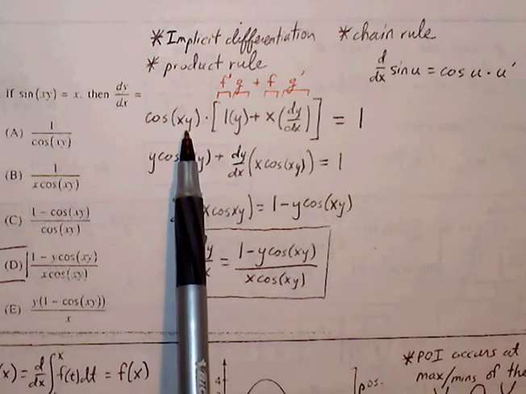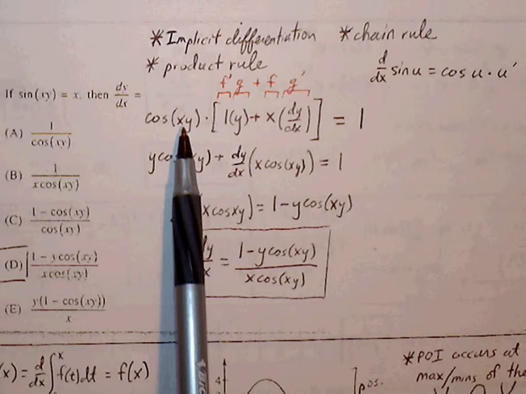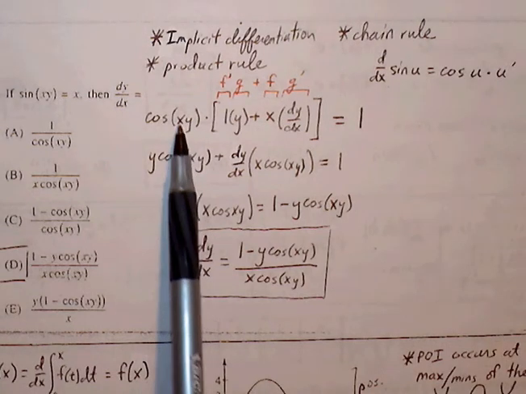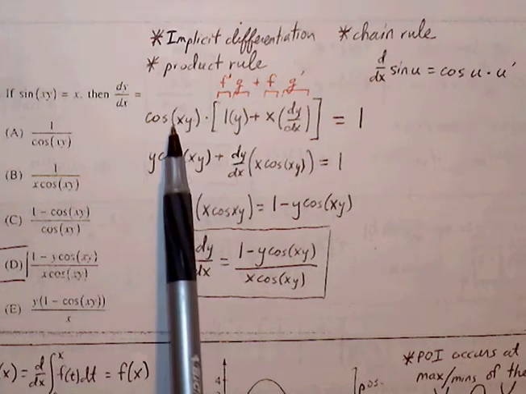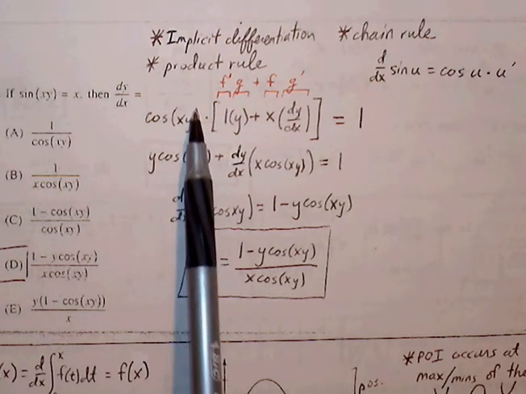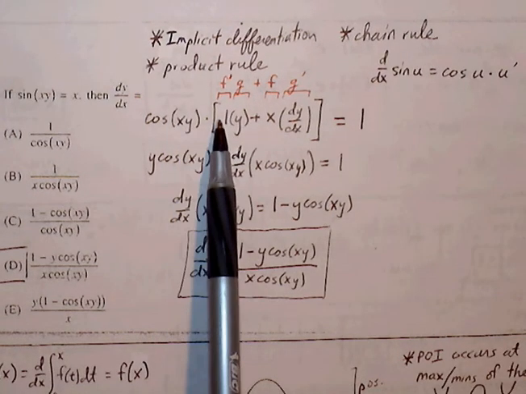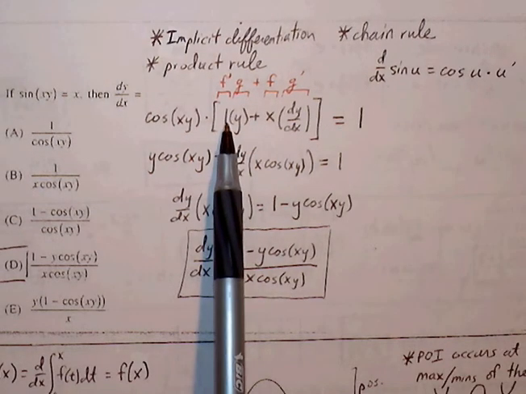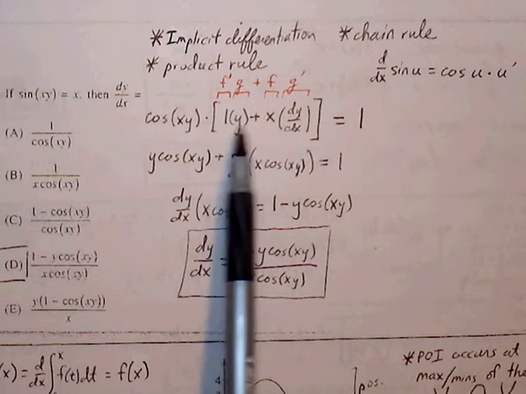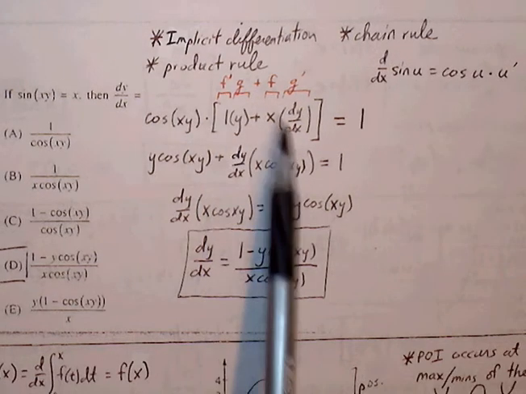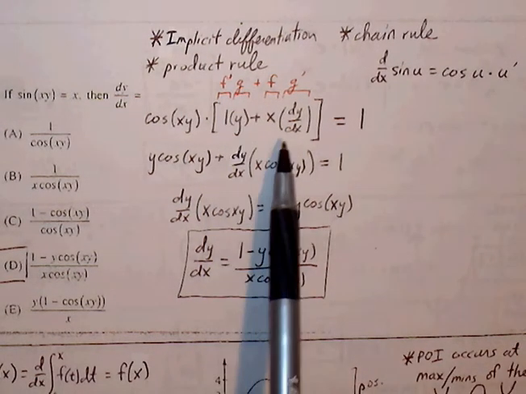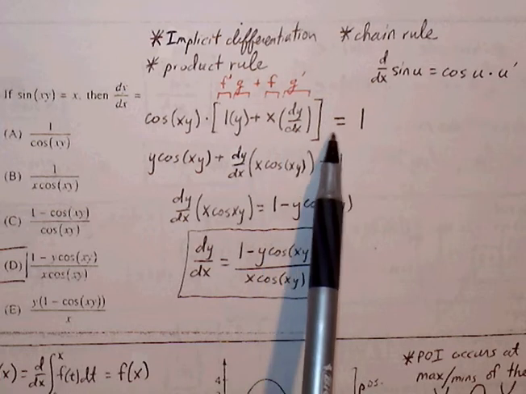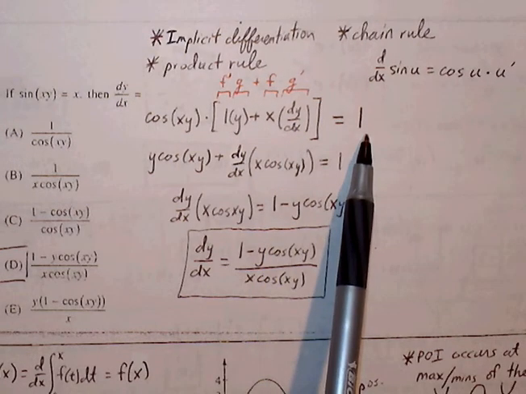So cosine of xy times the derivative of xy, and because x and y are both variables and we want to find their derivative, they're being multiplied together, so we have to go through product rule. So f prime g plus f g prime. When we find the derivative of y, we have to attach a dy dx because this is implicit differentiation. And don't forget, the right side, x becomes 1.